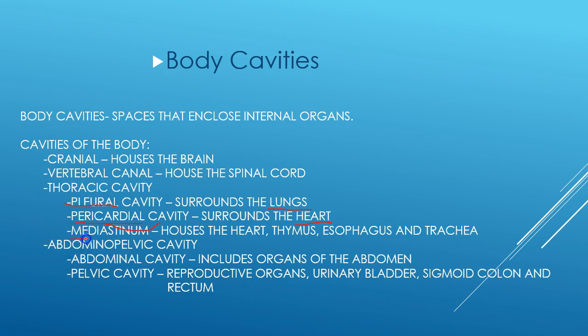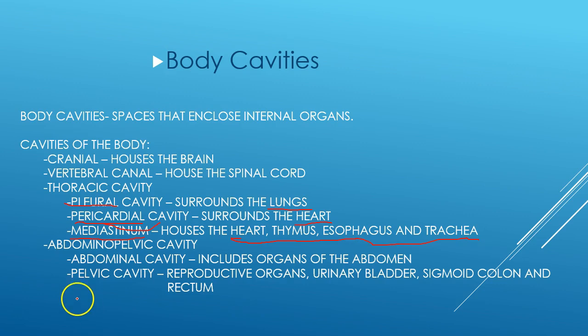And what is left is going to be the mediastinum. So we're going to see this is in between the lungs, the space between the lungs. This is going to house the heart, the thymus gland, the esophagus, and the trachea.